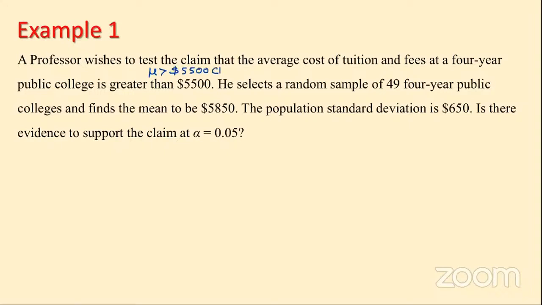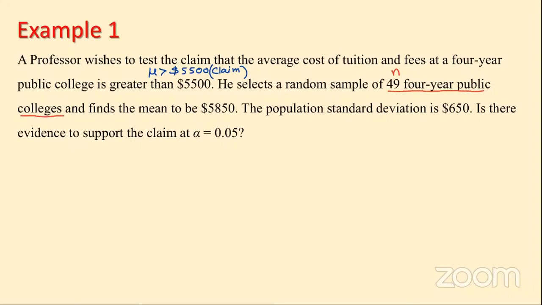5,500, that is the claim. And he wishes to test that claim, whether his claim is true or not. That is the information about the population. In order to do that, he selects a random sample of 49 public colleges. So you can see n equal to 49, 4-year public colleges.